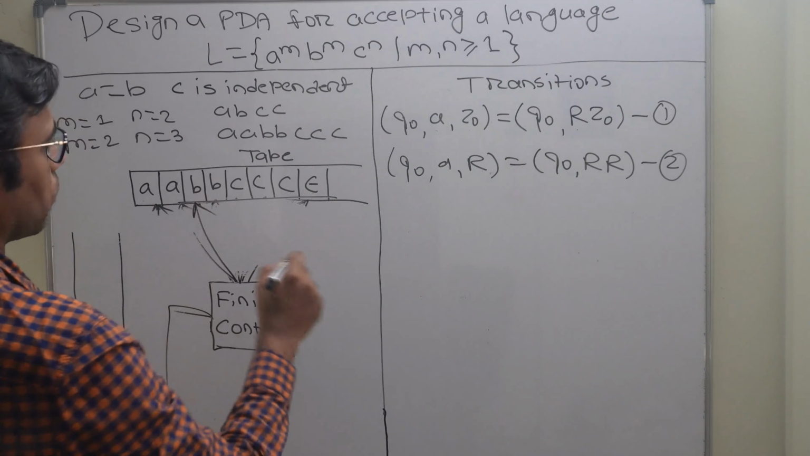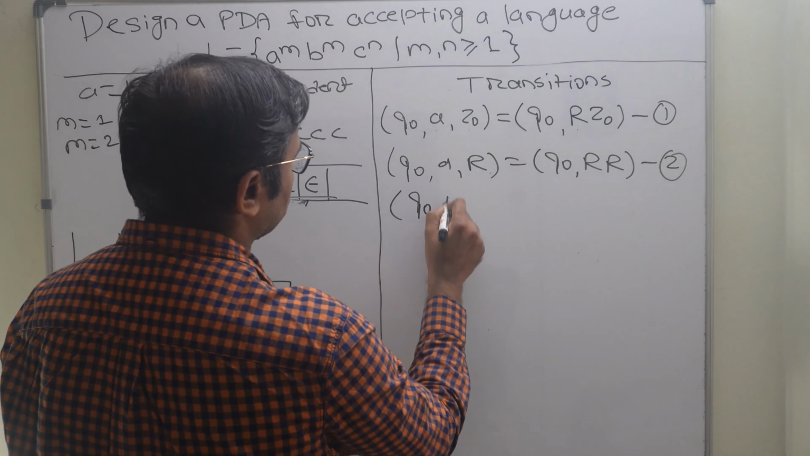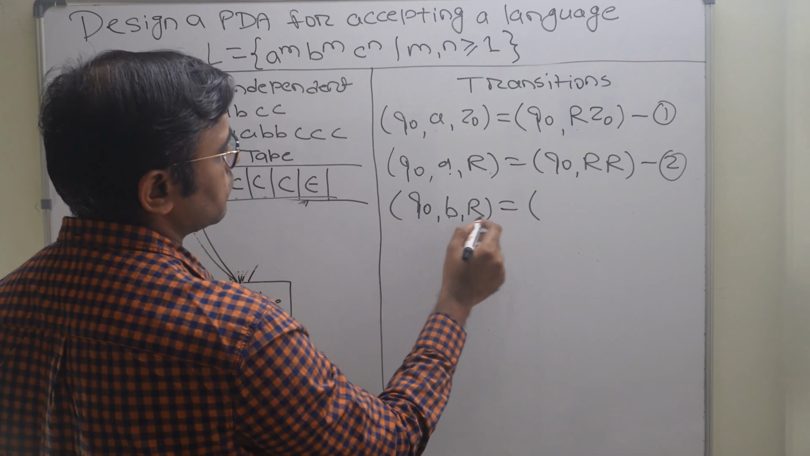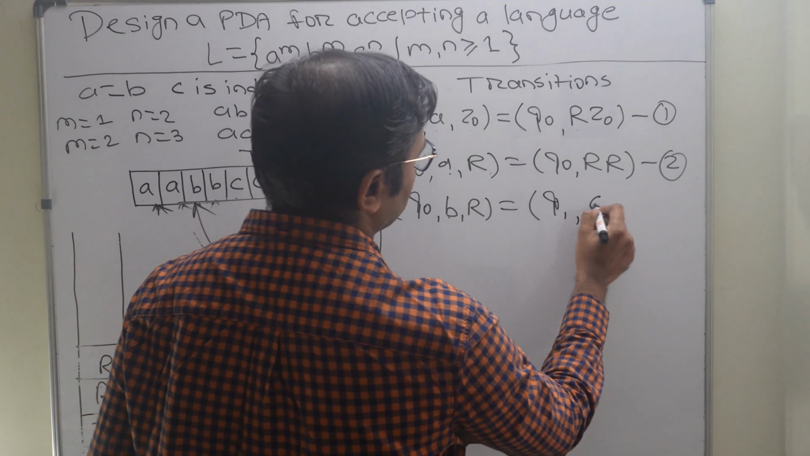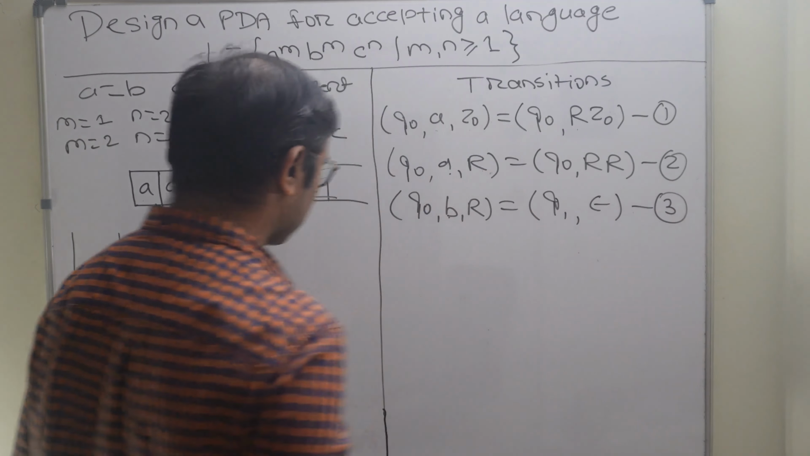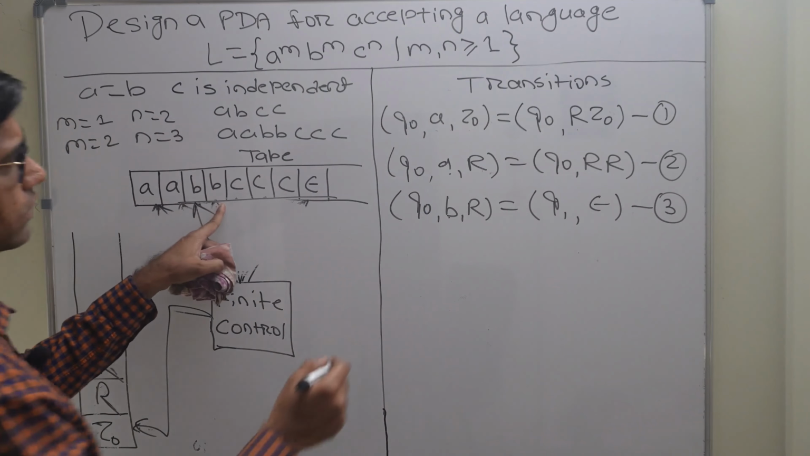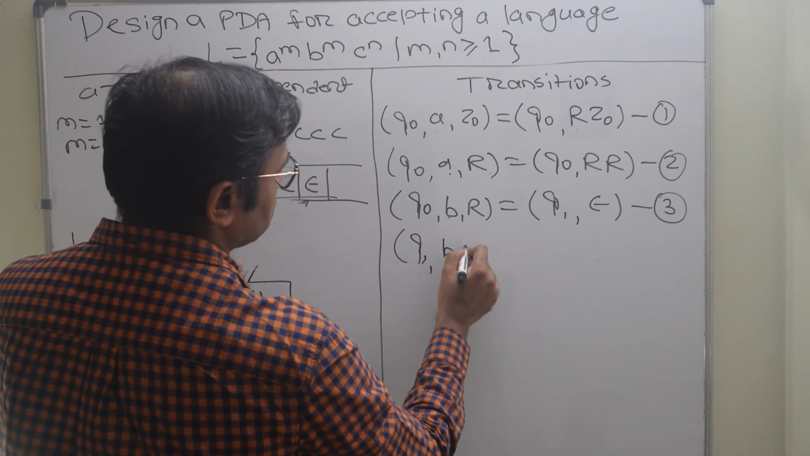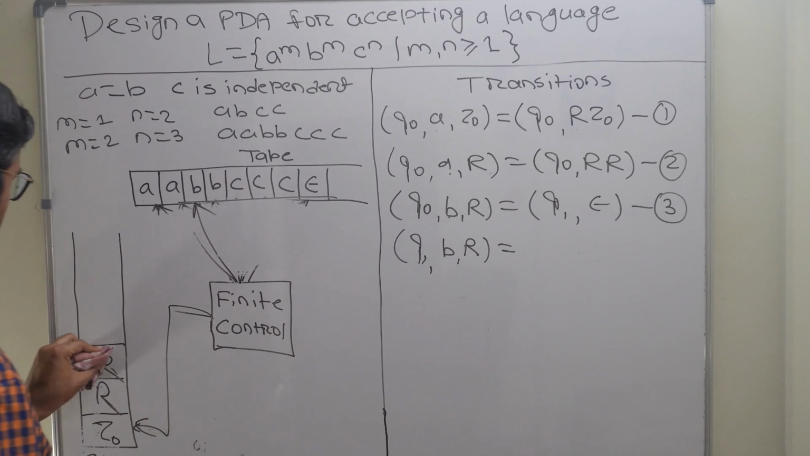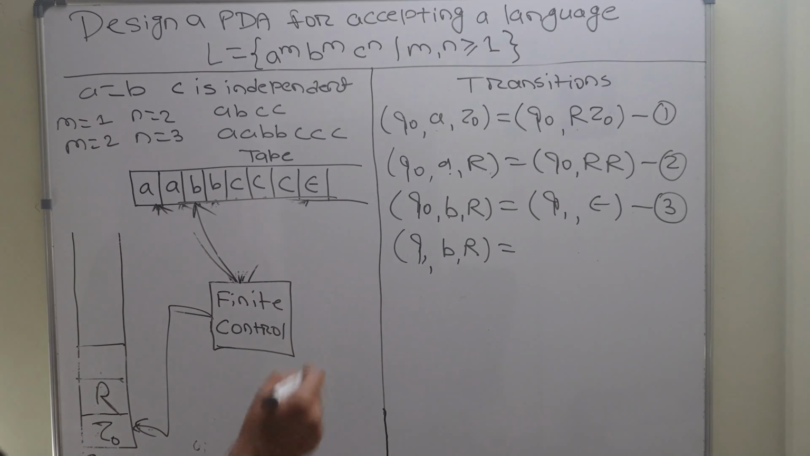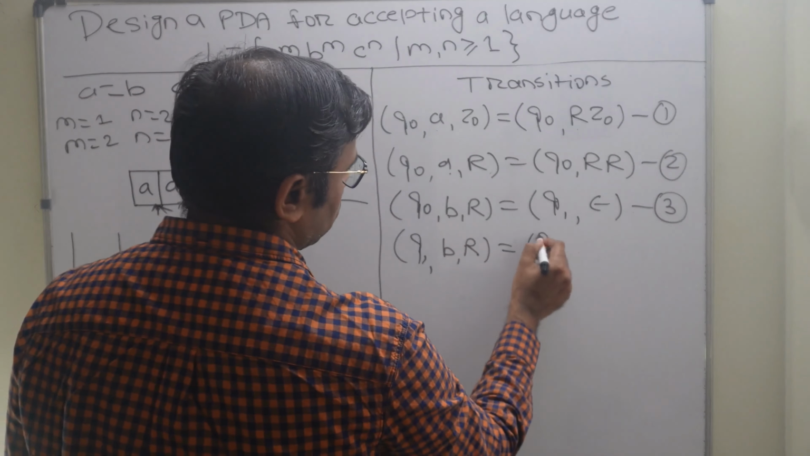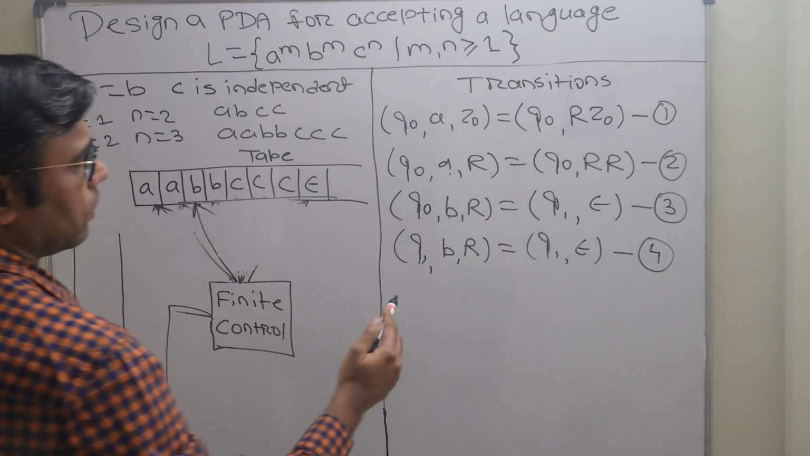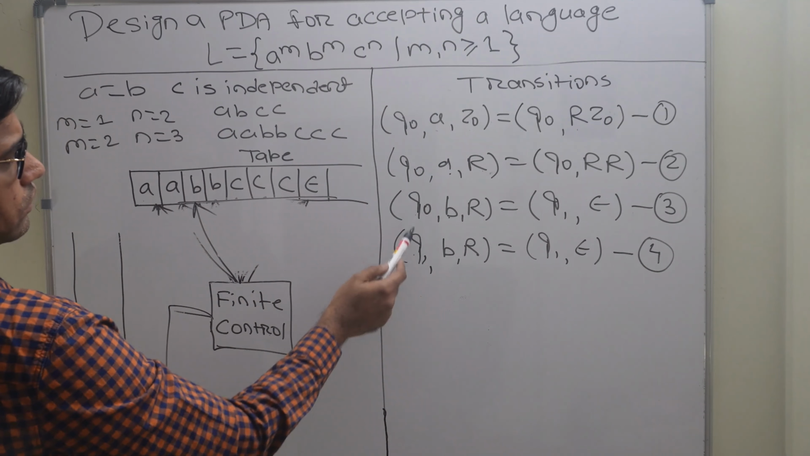Now whenever there is an occurrence of B, so Q0 B and stack top is R. What will happen? Since the input symbol has changed, the state will also change. I will write Q1 epsilon. It is rule 3. Then for the next B, again the next state becomes the current state. Input symbol is B, stack top is R. Even though the first R is removed, there is one more R, so the stack top is R. So I will write Q1 epsilon. This is rule 4. These two transitions are not the same because there is a difference in the state.